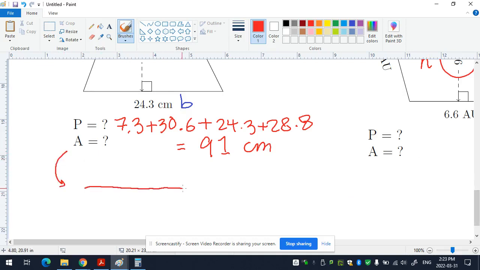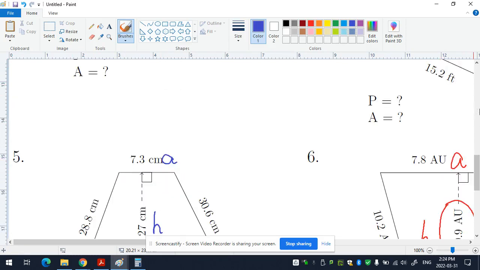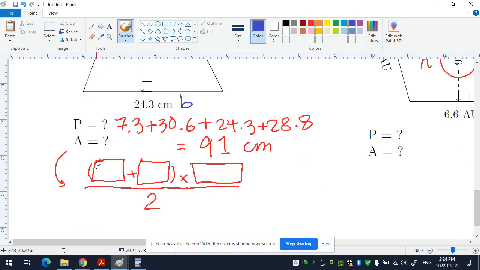Okay. Bracket, bracket, times. Okay. Can someone tell me what's my A? Like what goes in here? Plus something here, times something here. All right. What's my A? How much? Yep. 7.3. Don't forget the bracket.